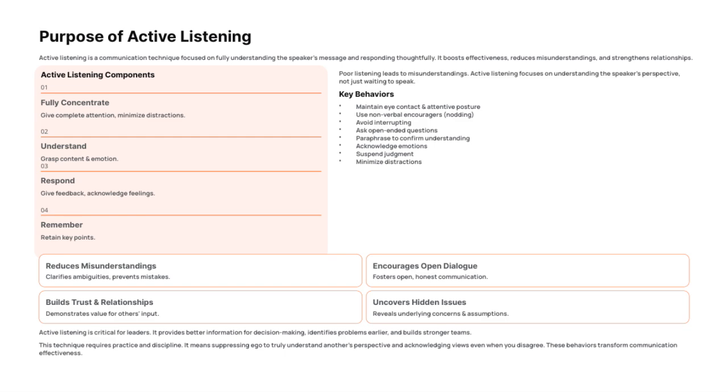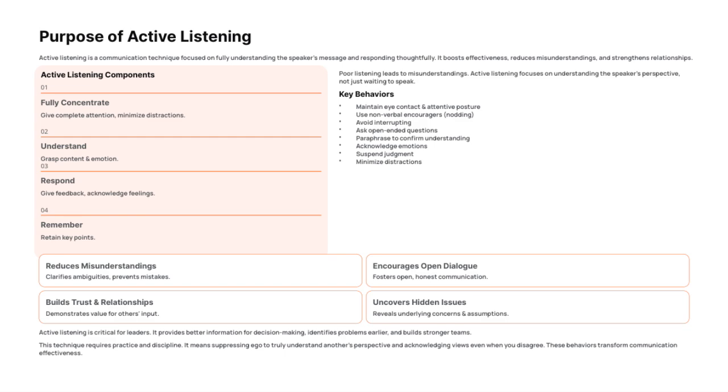It also demonstrates that you value others' input, which in turn builds trust and strengthens relationships. By fostering open and honest communication, active listening encourages open dialogue, clarifies ambiguities, and prevents mistakes. To do this effectively, maintain eye contact and an attentive posture, use nonverbal encouragers like nodding, and avoid interrupting. Asking open-ended questions and paraphrasing to confirm understanding are also key.